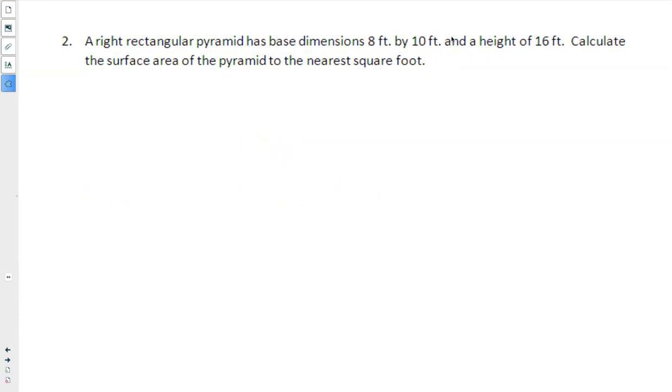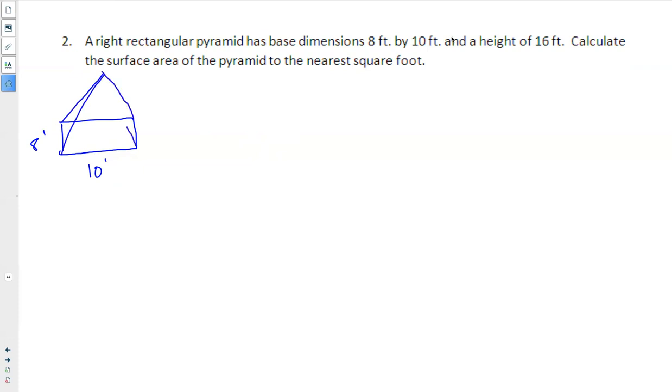Okay, so this is a right rectangular pyramid. So first thing we have to note is that our side lengths are different, which means that when we calculate the surface area of the triangular faces, we're going to have to calculate the sides and the front and the back separately, okay? So it's important that we just take that into consideration.